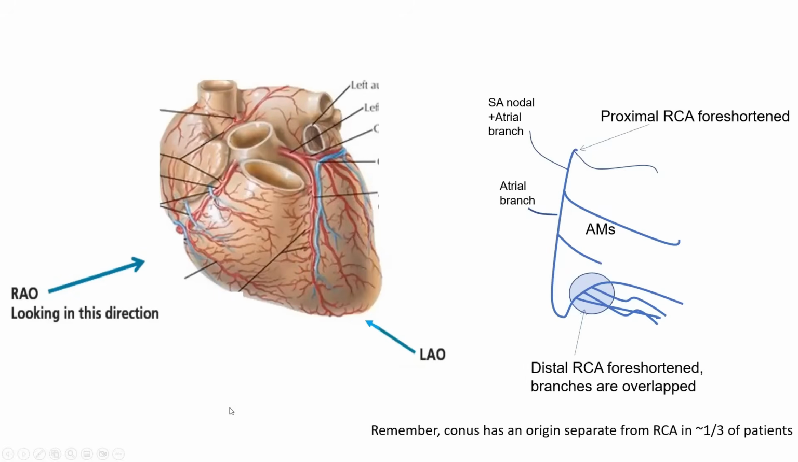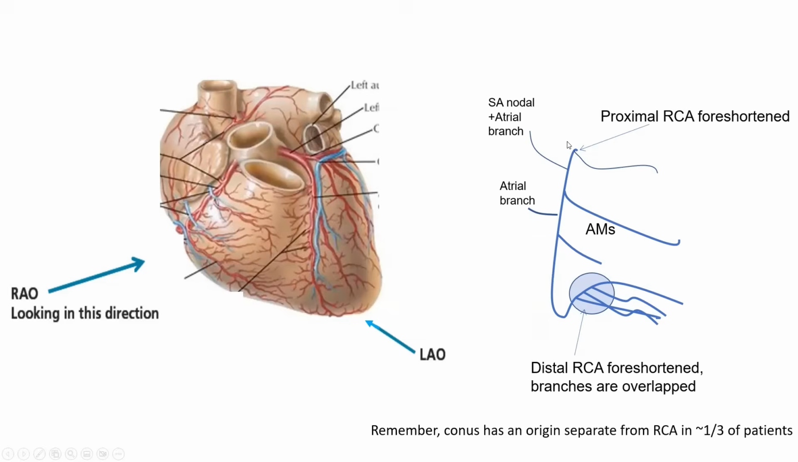So this is the heart. This is an RAO view which looks straight in the AV groove, and it allows you to see branches that go to the ventricle, the marginal branches on one side, and branches that go to the atria on the other side, whether for the right AV groove RCA or when you're looking at the circumflex. So RAO view for the RCA and for the circumflex will allow you to decide whether a branch is a ventricular branch, marginal branch, or whether it is an atrial branch.